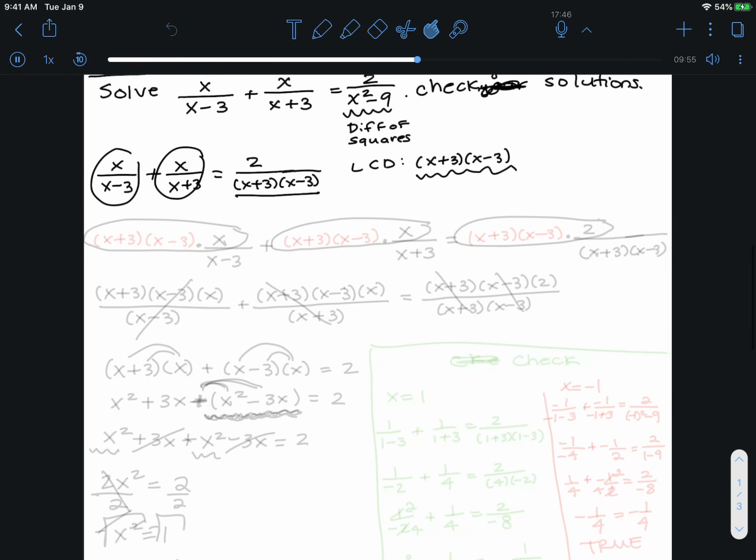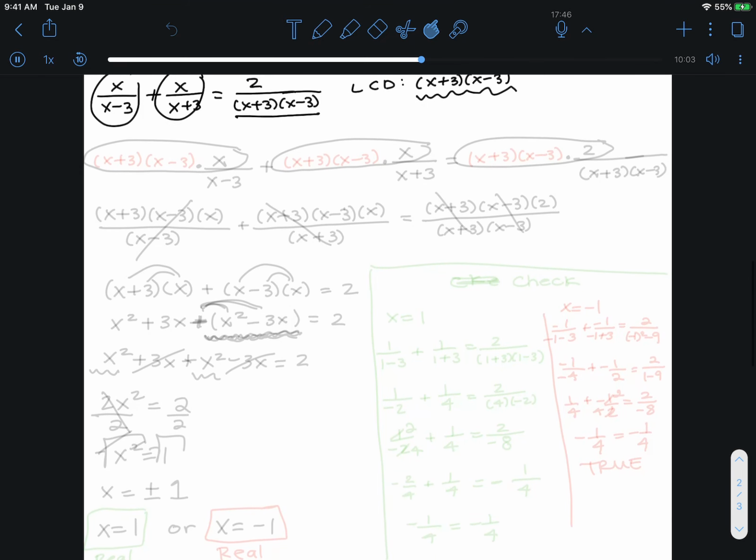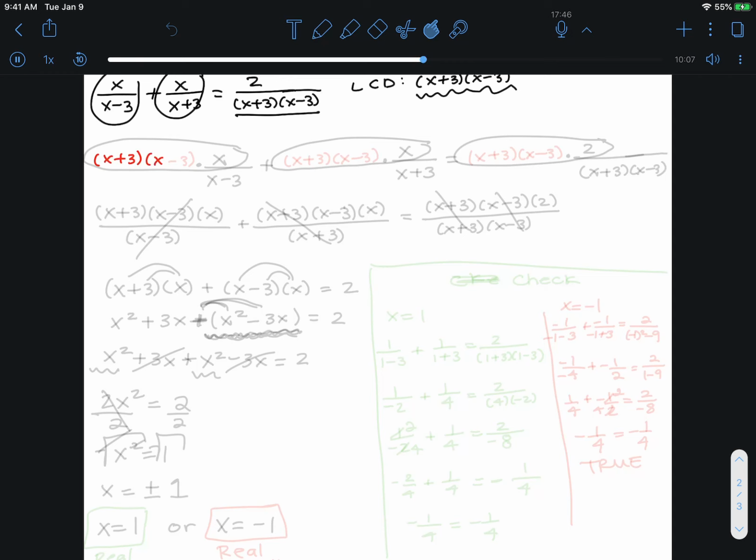Okay, so I'm going to multiply the equation by my least common denominator, so that way I can get x plus 3, x minus 3, times x over x minus 3, plus x plus 3, x minus 3, times x over x plus 3, equals x plus 3 times x minus 3 times 2 over x plus 3, x minus 3.